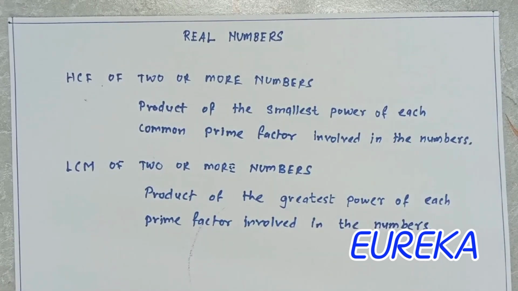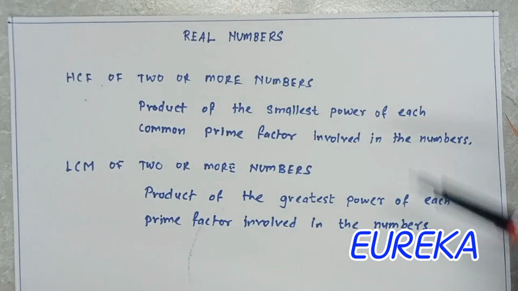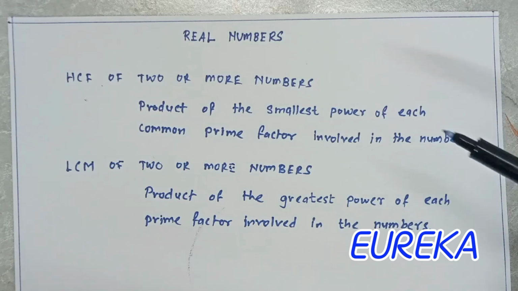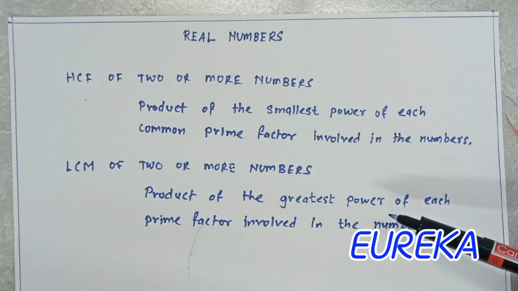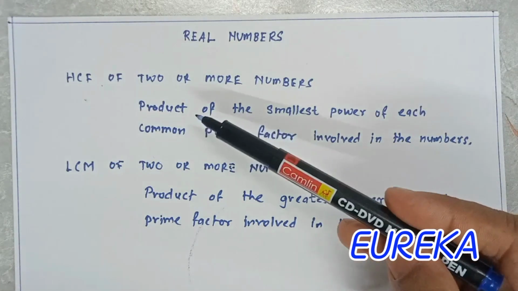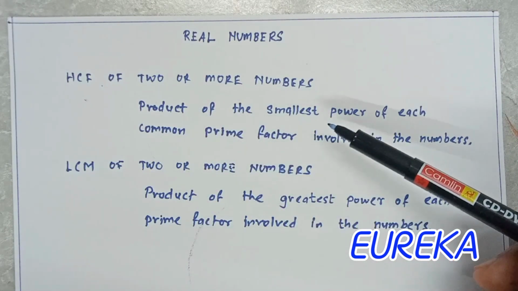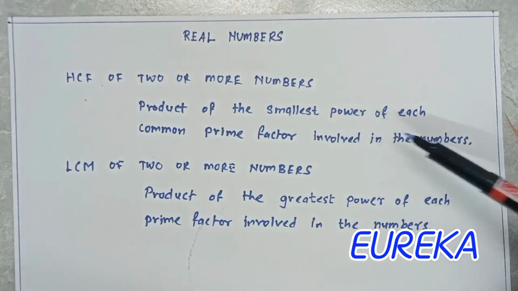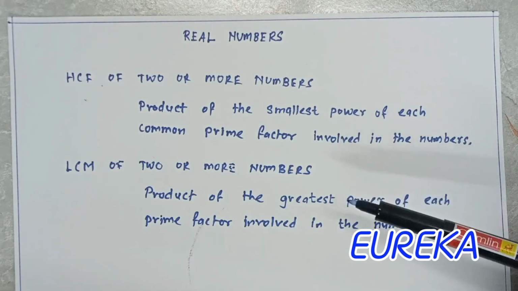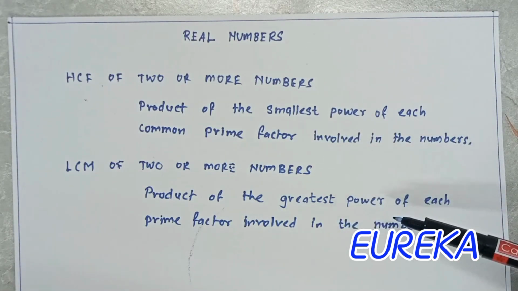Yes, so the definition for LCM of two or more numbers is the product of the greatest power of each prime factor involved in the numbers. Now you can compare the method for finding HCF and the method for finding LCM. In the case of HCF we are using the smallest power, and in the case of LCM the greatest power.